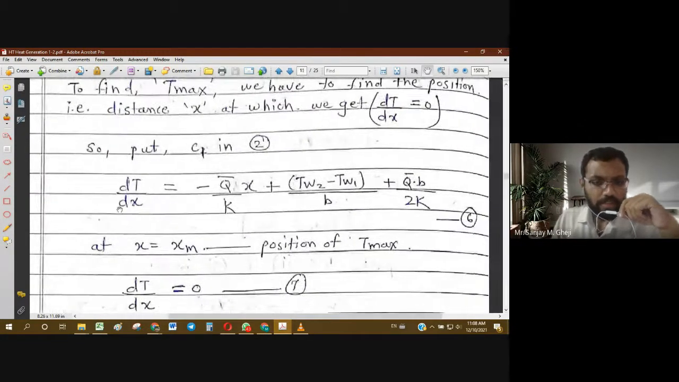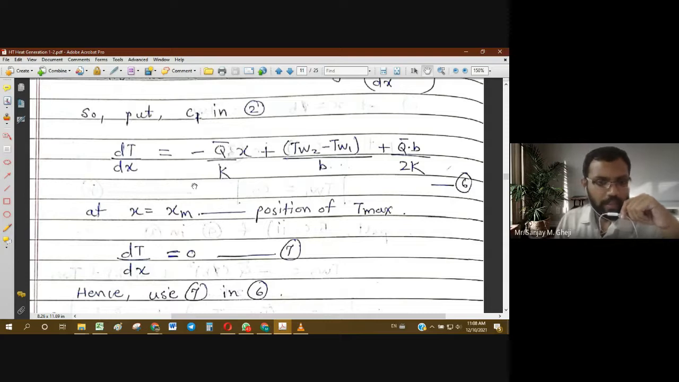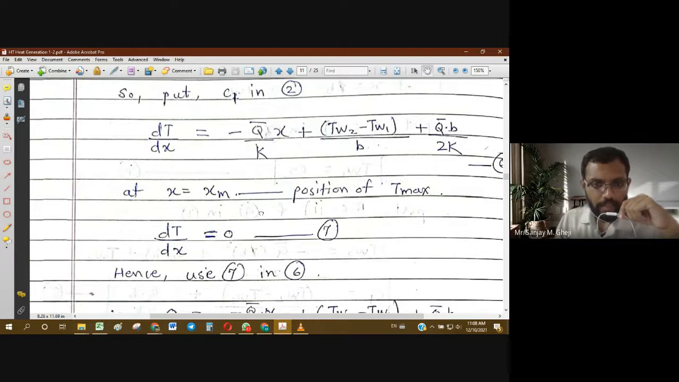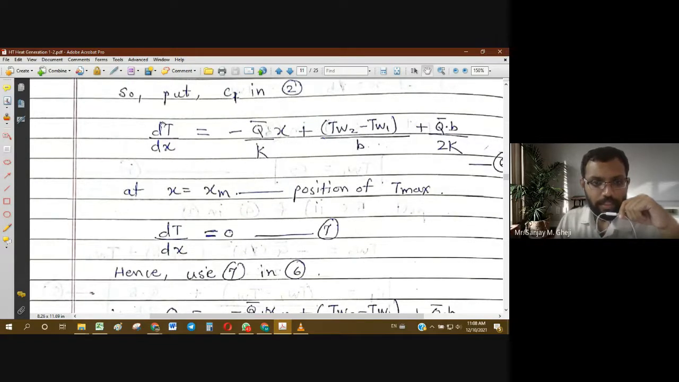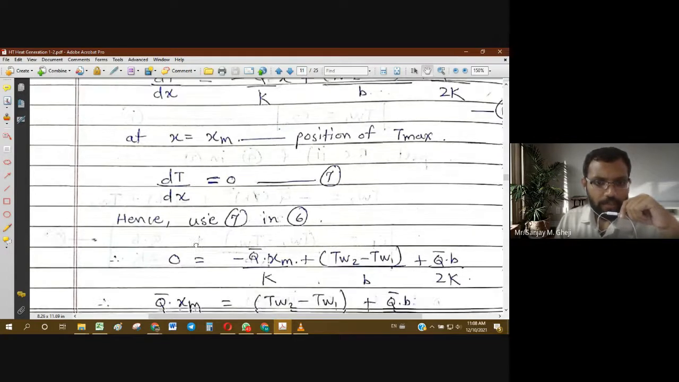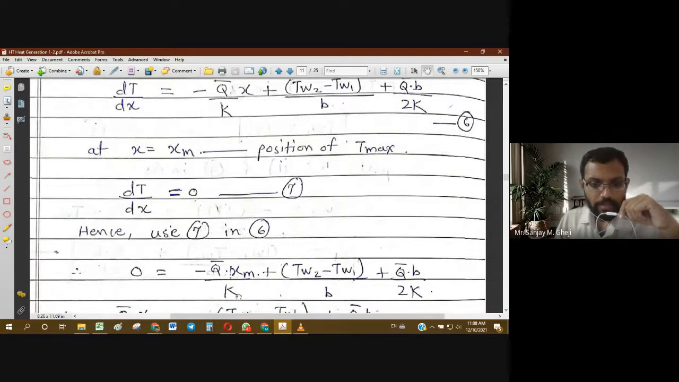So we have here dT/dx equal to minus q bar by k into x plus (Tw2 minus Tw1) upon b plus q bar b upon 2k. Let us call this equation number 6. Now at x equal to xm, what will happen? dT/dx will be 0. So this term becomes 0. So let us put this condition. Left hand side 0, and x will be replaced by xm. So minus q bar into xm by k plus (Tw2 minus Tw1) upon b plus q bar b upon 2k.